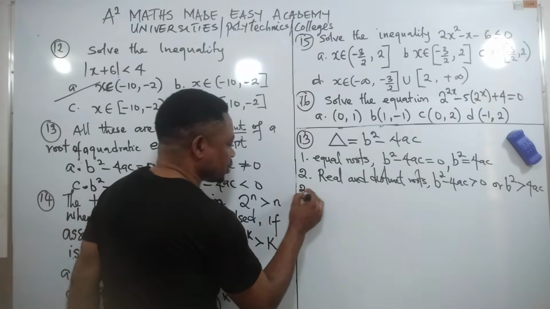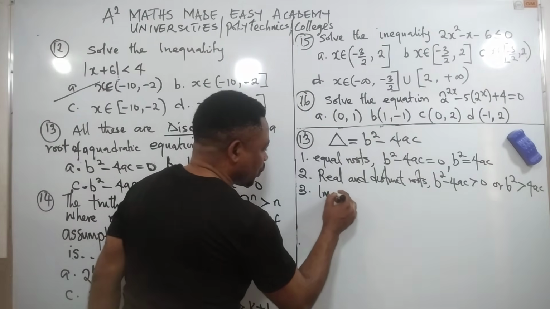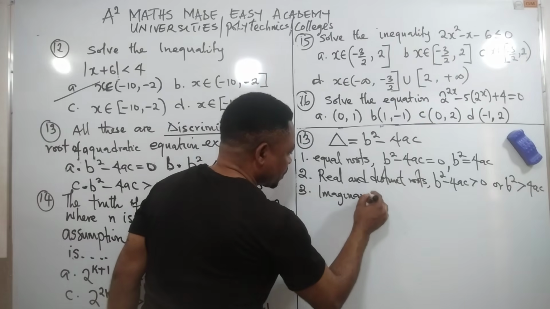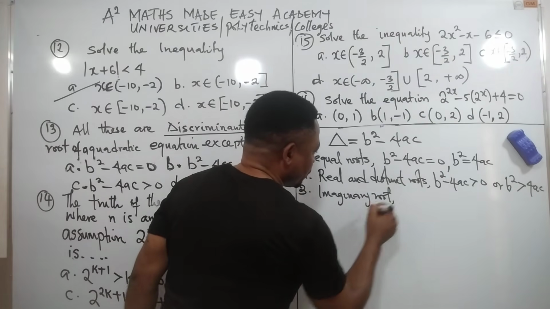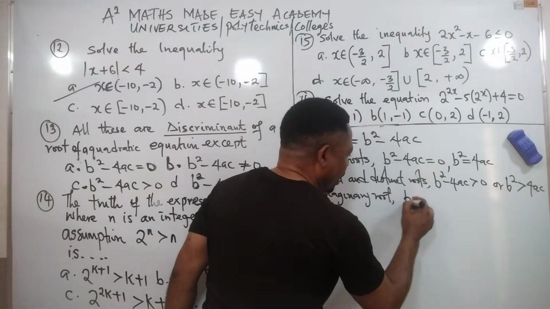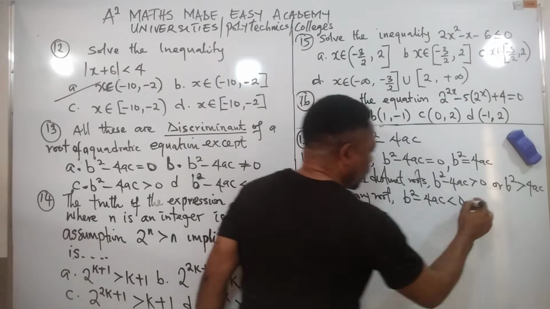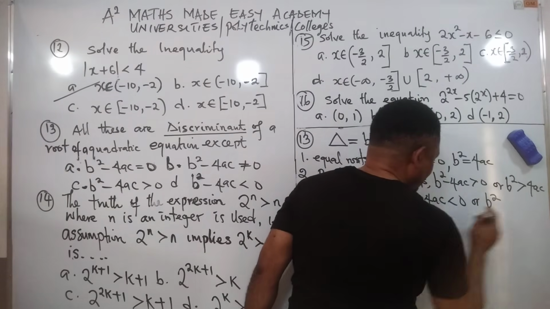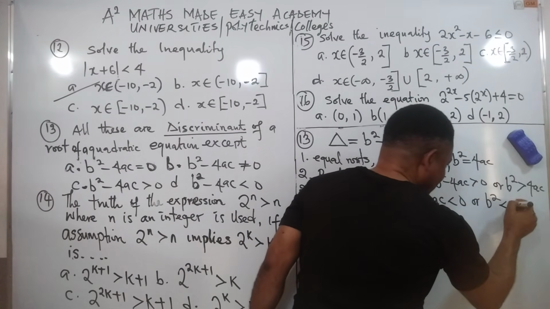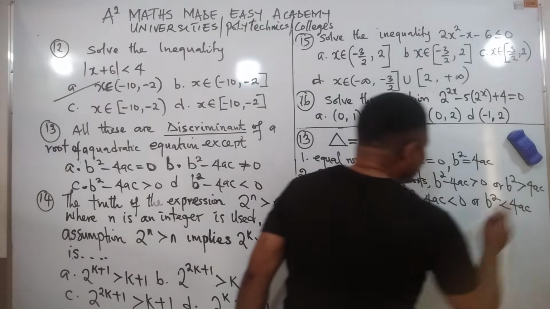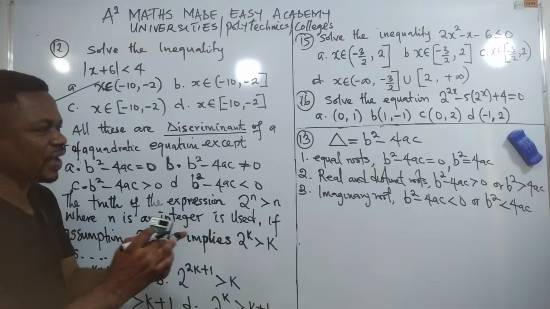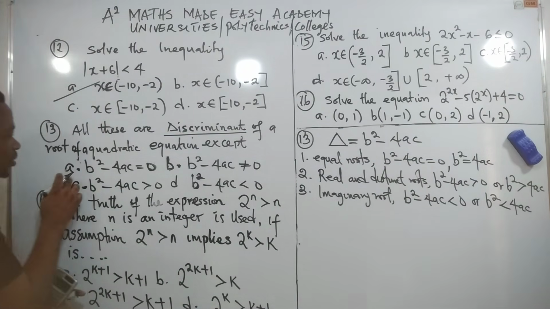Then finally, which is the third aspect, it must have what we call imaginary roots. An imaginary root, what's the formula? b squared minus 4ac less than 0. Or rather we say b squared, by making it the subject, is less than 4ac. These are the three basic conditions that satisfy a discriminant. Can we go back to the options?